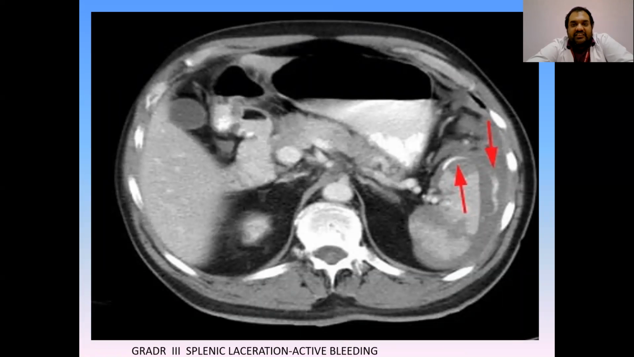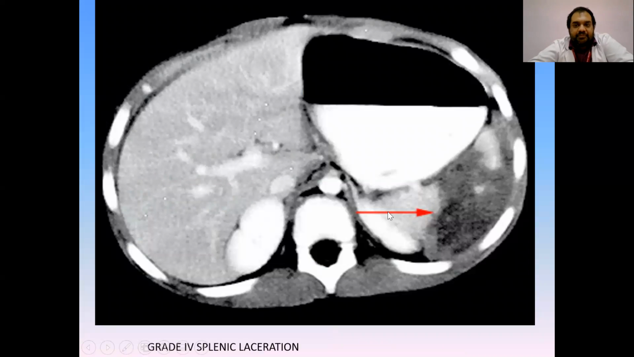And this is the axial section of the CT showing the grade 3 splenic laceration with active bleeding, as evidenced by the hyperechoic rim in the periphery of the spleen, which shows the acute bleeding.